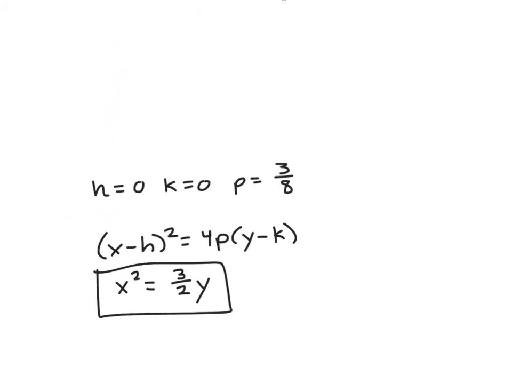Okay, so here once again, we know h and k are going to be 0. We know that p is 3/8 because that's the distance from your vertex to your focus. And so this is our equation. And if you kind of sketch out the information you're given, you'll see that it is an upward facing parabola, so a vertical parabola.